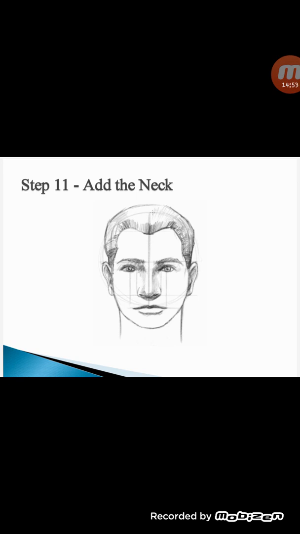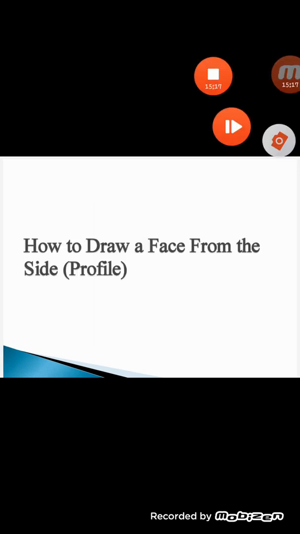Step 11. Add the neck. Now we need to add a neck to our floating head. The tendency of most beginning artists is to make the neck too narrow. Generally speaking, the neck extends down from the bottom of the ears. Female necks are slightly more slender while the necks of males are broader. To draw the neck, we will simply extend two lines down from the bottom of the ears.